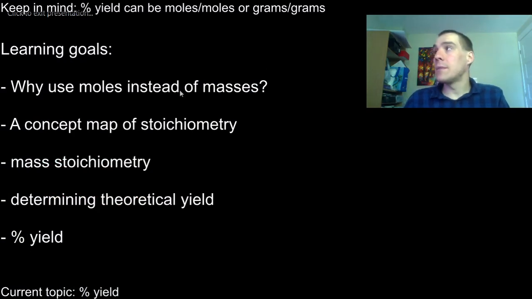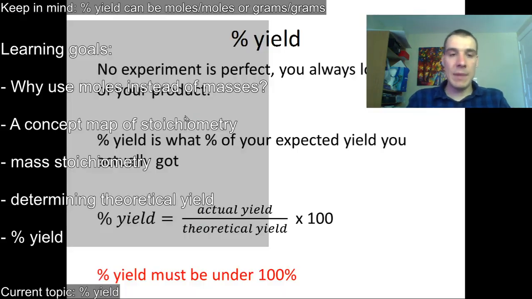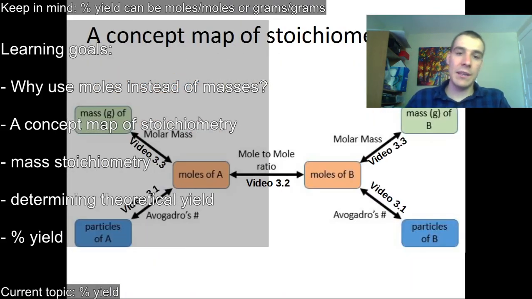We talked about using moles instead of masses. This concept that mass ratio can be misleading, but mole ratio never is. We looked at the concept map of stoichiometry, which is very nice. I really like this slide. It even tells you which video gives you that basic thing. Then we did 2 practice problems that involve mass stoichiometry and determining the percent yield, which involved going from mass of A to moles of A, from moles of A to moles of B, and from moles of B to mass of B. So we had this 3-step thing going on.